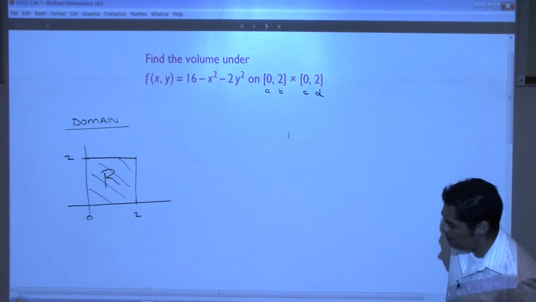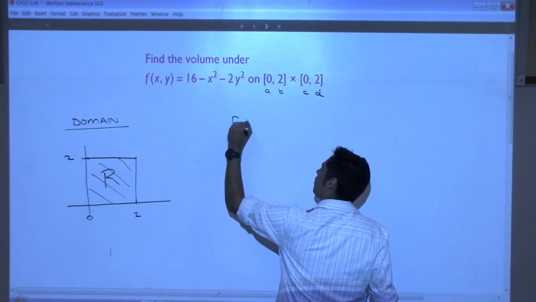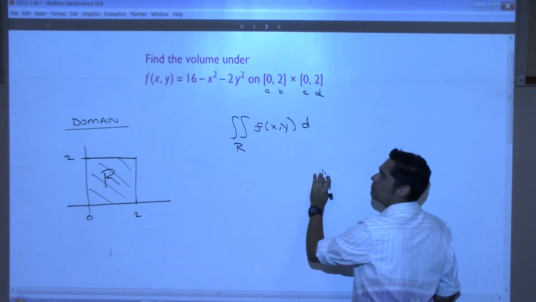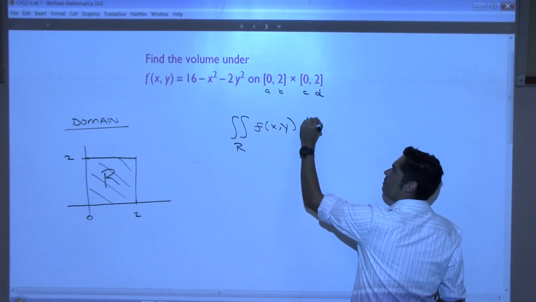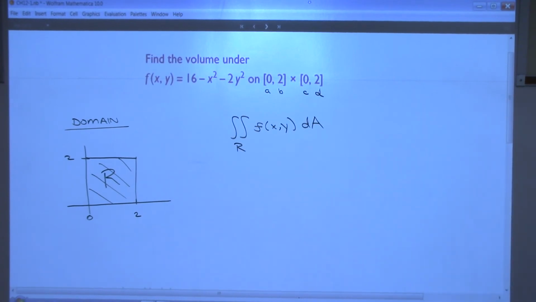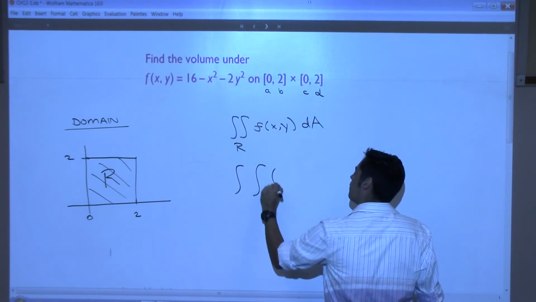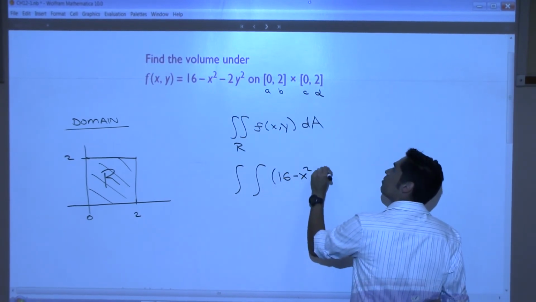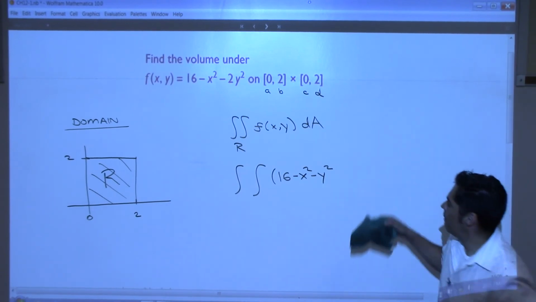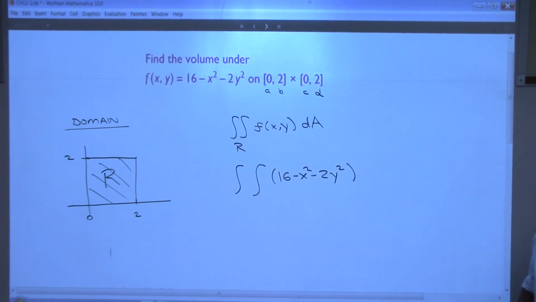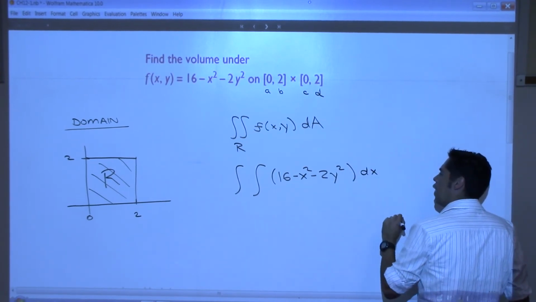So to do this correctly, I'm going to do a double integral over R of f of x, y, dA. Okay, now it's my choice which variable I want to integrate with respect to first. So I'm going to write the double integral. Let's go ahead and write the function in here: 16 minus x squared minus 2y squared, oops. Would you like to integrate with respect to x or y first? You want to do x? Okay, let's do x, and then we'll do y after that.